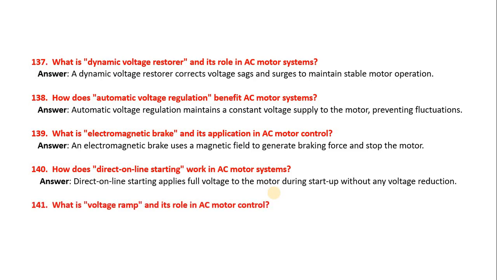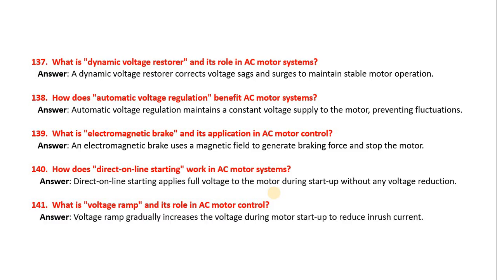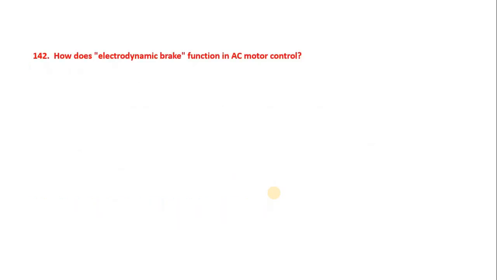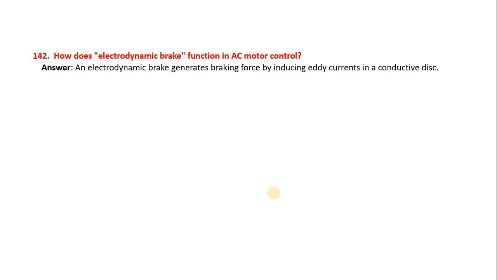What is voltage ramp and its role in AC motor control? Voltage ramp gradually increases the voltage during motor startup and reduces the inrush current. How does an electrodynamic brake function in AC motor control? An electrodynamic brake generates braking force by inducing eddy currents in a conductive disc.